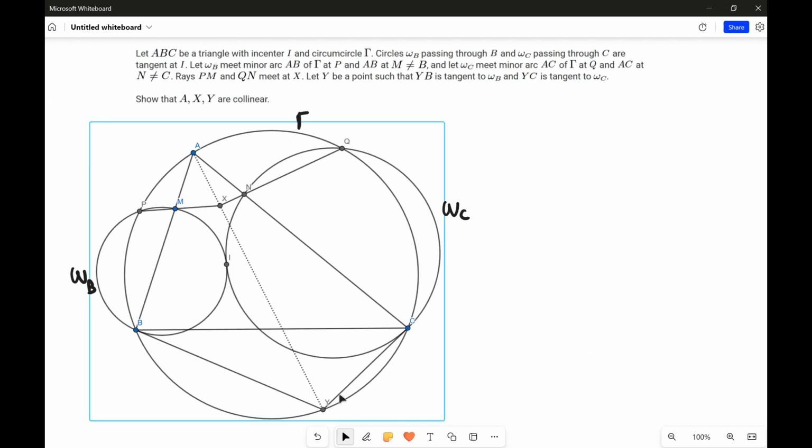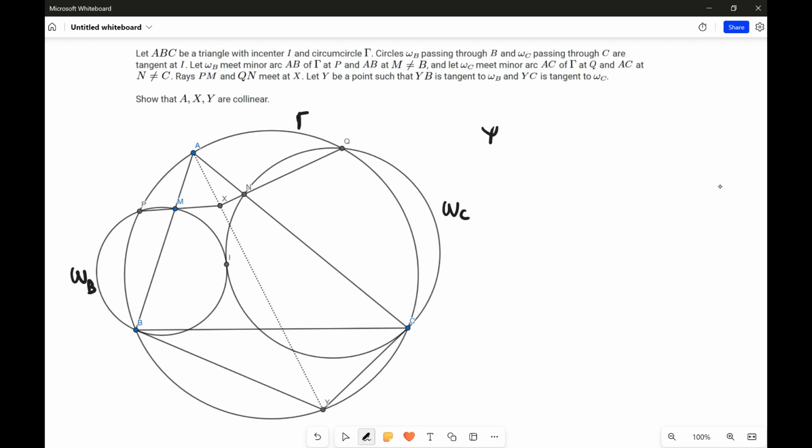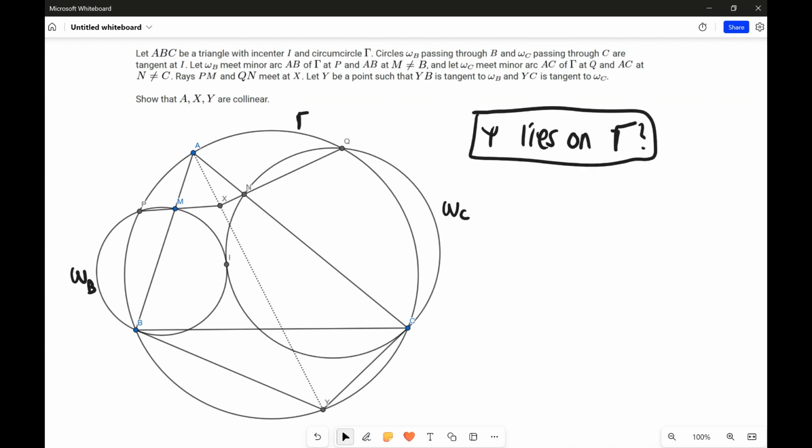Well, it definitely looks like Y lies on gamma, so that's our first conjecture. So how do we prove that Y lies on gamma? Well, we'd ideally like to show that directed angle BYC is equal to directed angle BAC.